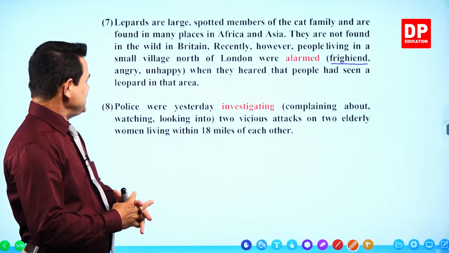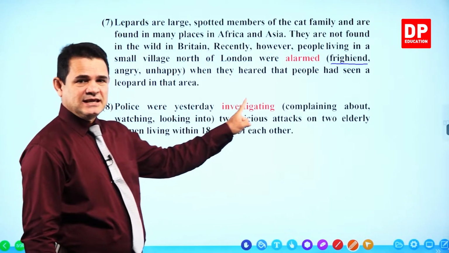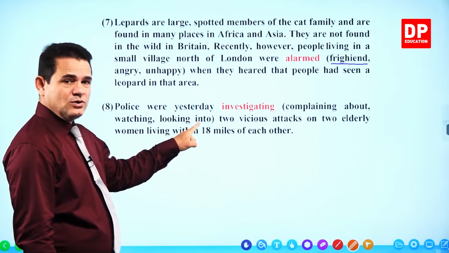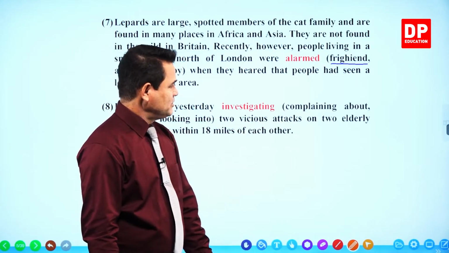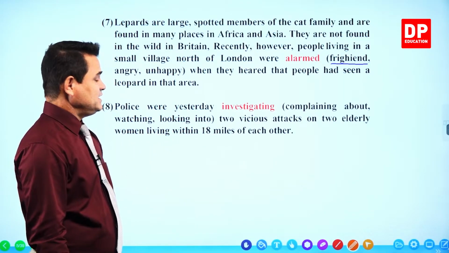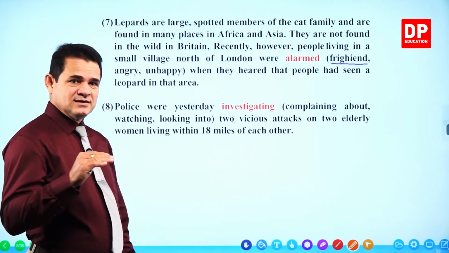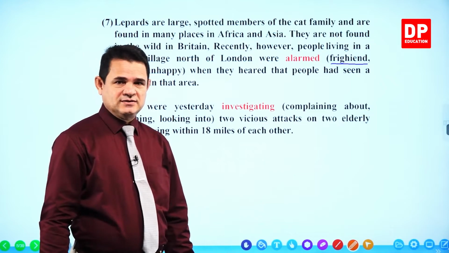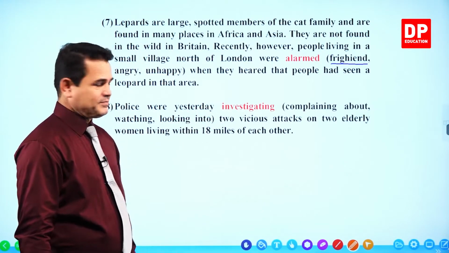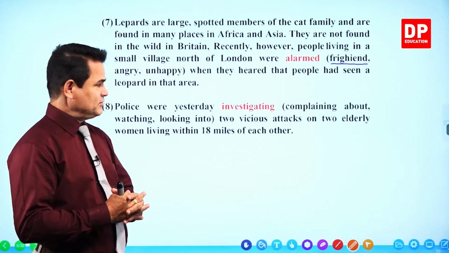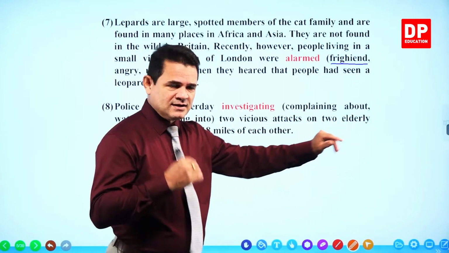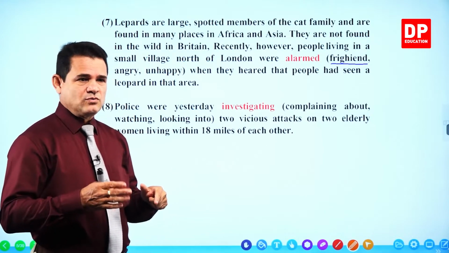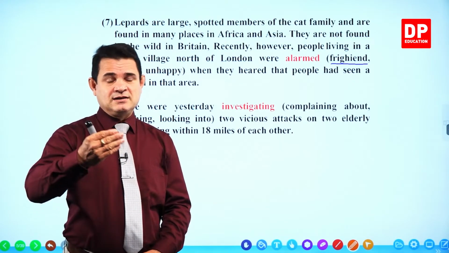Okay, look at the next one. Police were yesterday investigating. That means complaining about, watching, looking into. Two vicious attacks on two elderly women living within 18 miles of each other. Two elderly women living within 18 miles of each other. So now, what does investigating mean here? Is it complaining about, watching, looking into? Now watch means of course watch and look. Watch means to see, look also means to see in Sinhala.